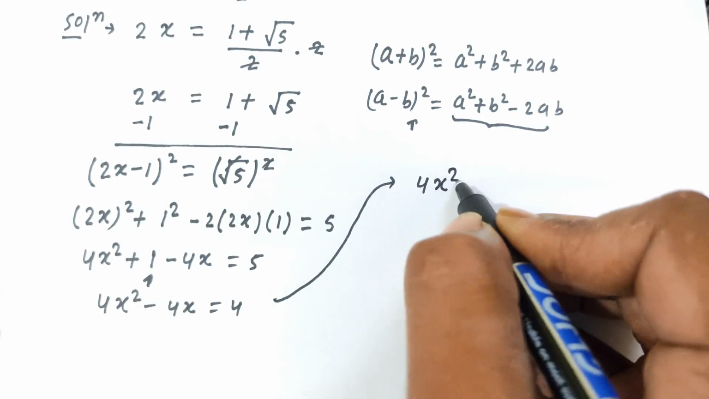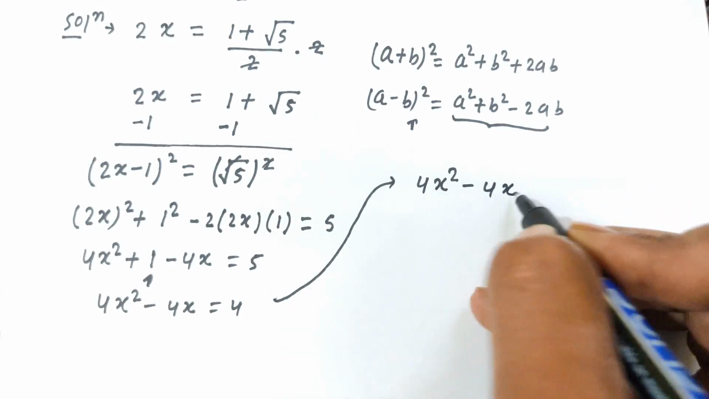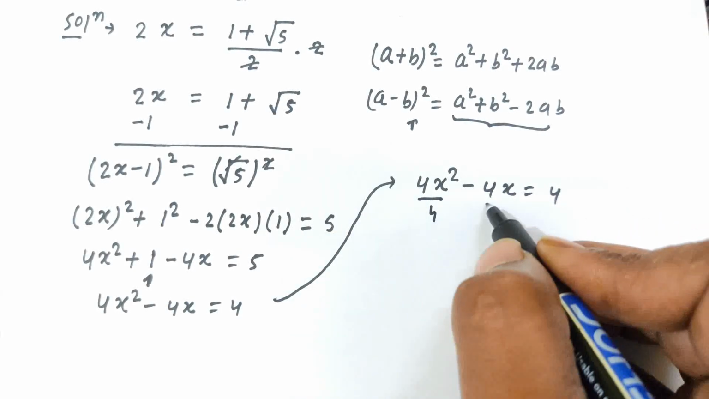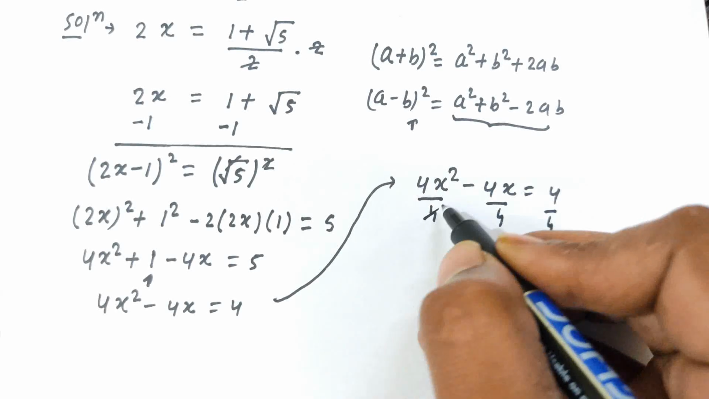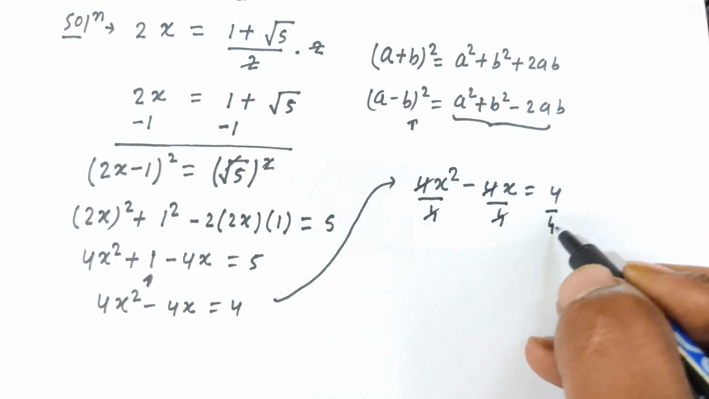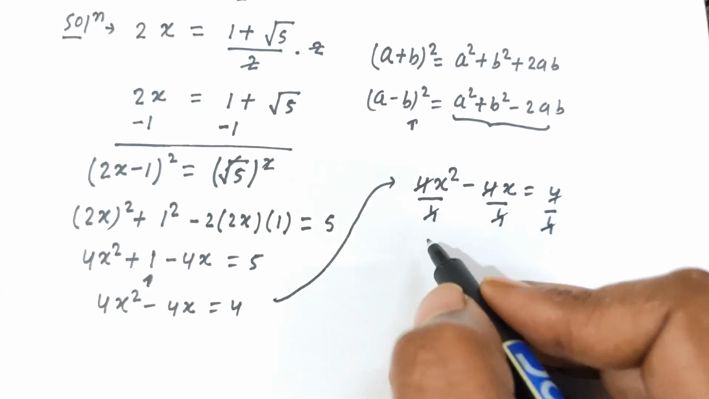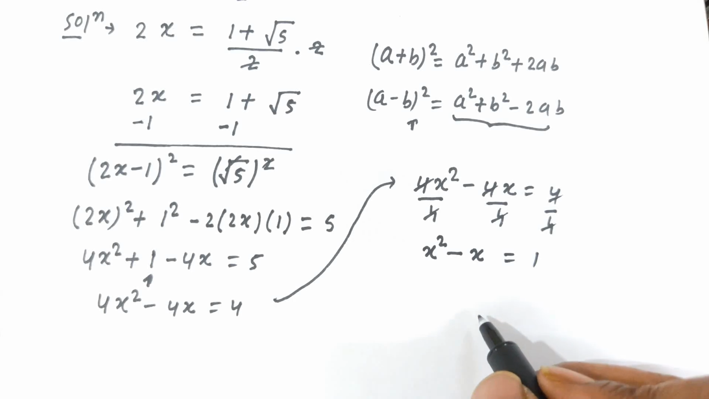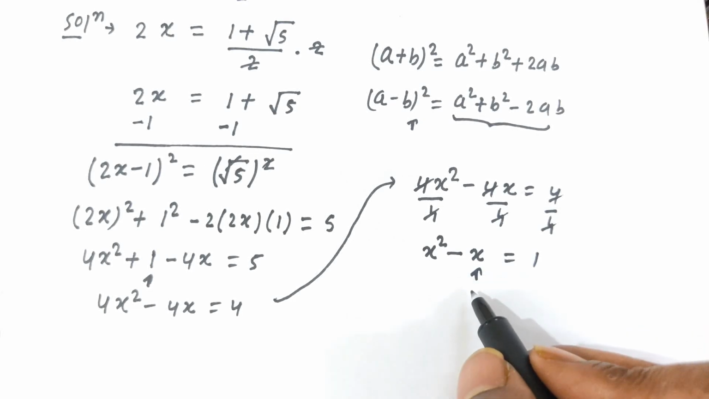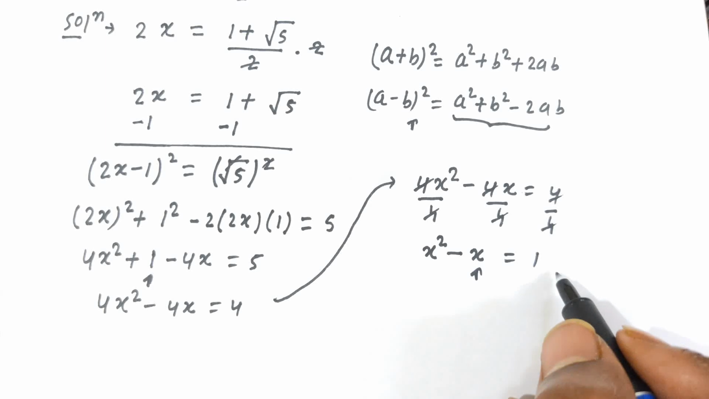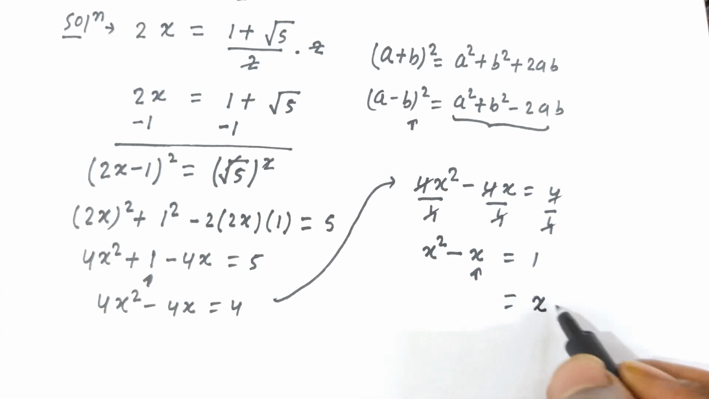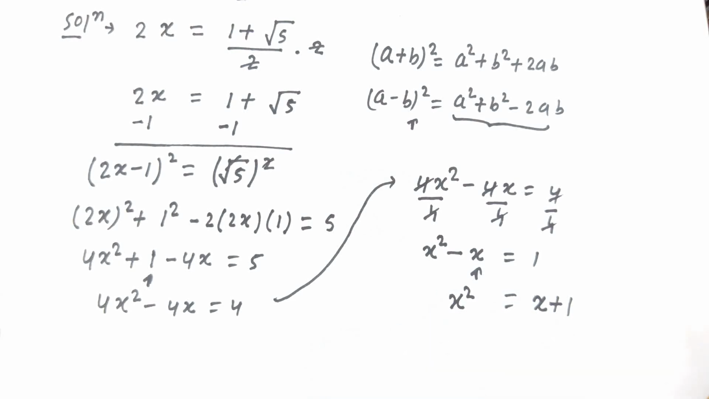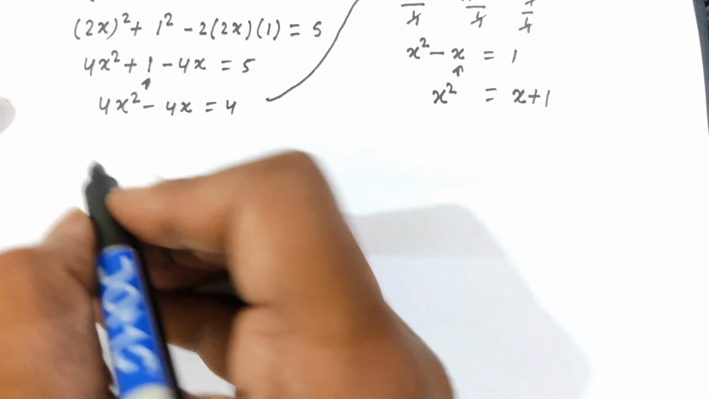Now here, 4 times x square minus 4 times x is equal to 4. If we divide both sides by 4, then this 4 and this 4 is cancelled out, this 4 and this 4 is cancelled out, and this 4 and this 4 is cancelled out. So on the left hand side is x square minus x, and this is equal to 1. Here this is negative x. If we take this negative x to the right hand side, then here positive x plus 1, and on the left hand side is x square. So here students, x square is equal to x plus 1.